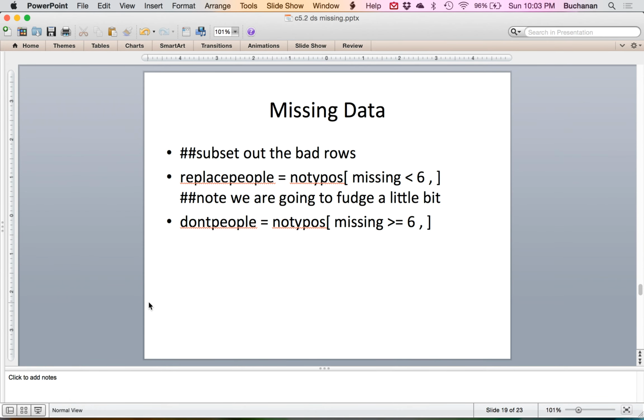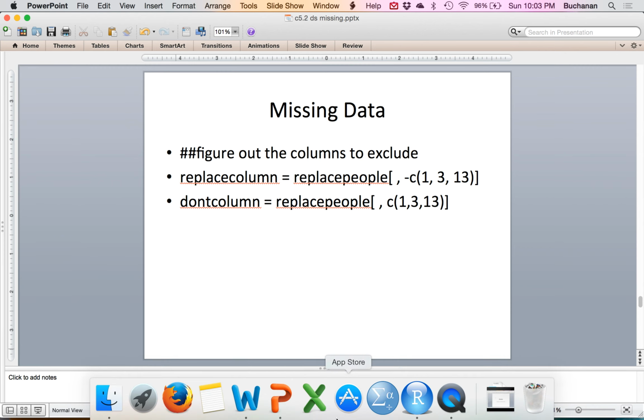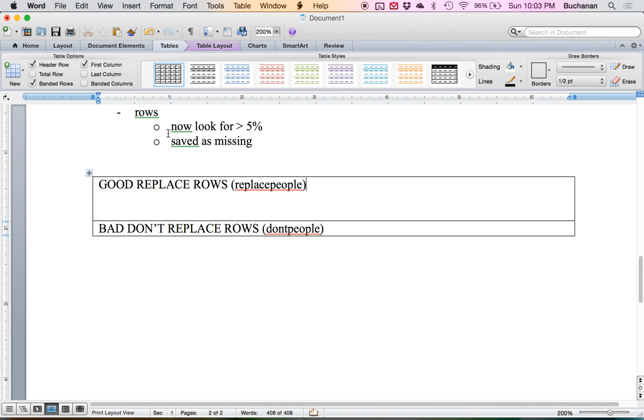The next thing I'm going to do is separate the bad columns out. So this is 1, 3, and 13 for our 2 categorical columns and the 1 column with too much data to replace. I'm going to call this replace column and don't column. So here, what that means is I've taken this data set only, so my replace people, because basically our don't people we don't care about right now.